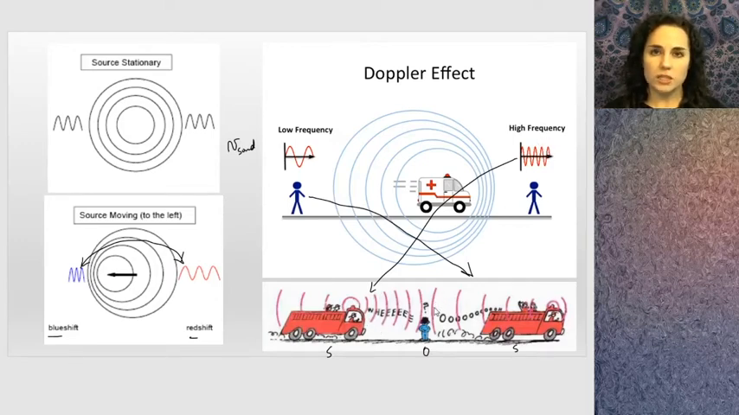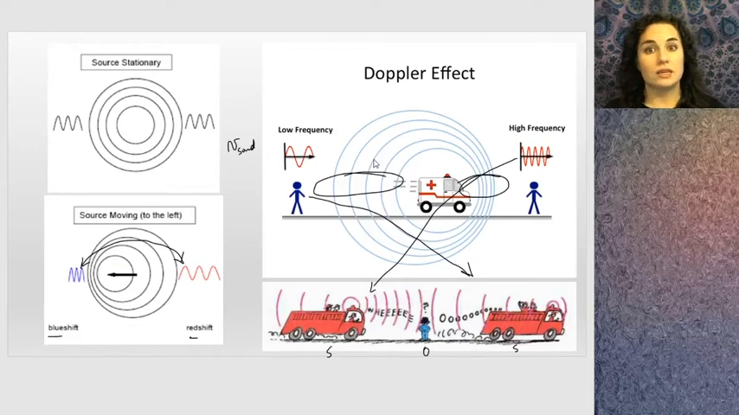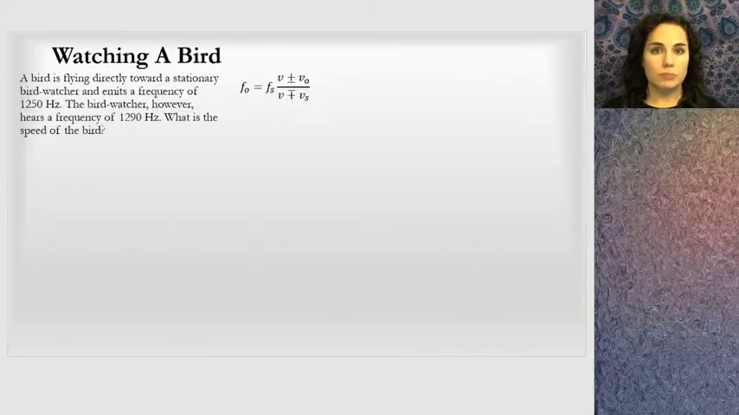And so imagine in that situation, you can do it in your head, but I think more in terms of these wavelengths. Do I expect the wavelengths to be closer together, or do I expect them to be farther apart? And that tells me if I expect the frequency to increase or decrease. The problem I picked is fairly simple. I may do a more complicated example in another video. It's called watching a bird. A bird is flying directly toward a stationary bird watcher.